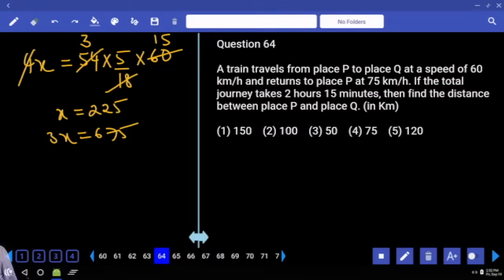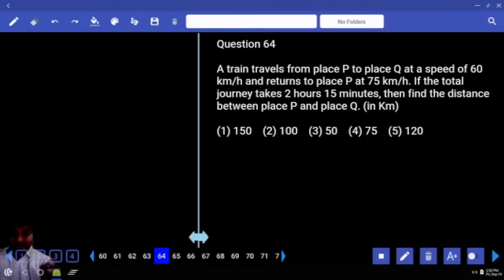A train travels from place P to Q at a speed of 60 km per hour and returns to place P at 75 km per hour. What can be concluded from this particular statement? The onward direction distance and the return direction distance traveled are both the same. If distances are same, average speed will be 2ab by a plus b.